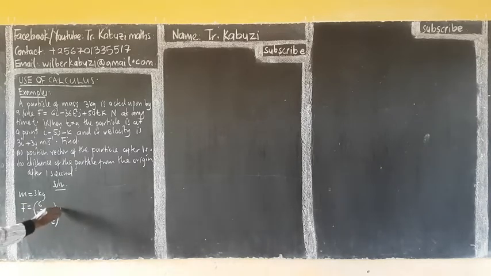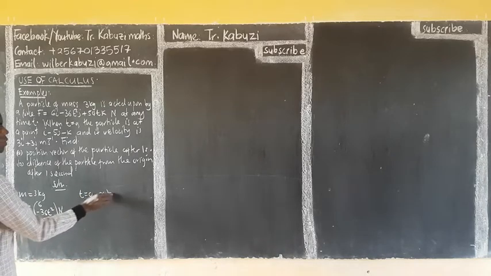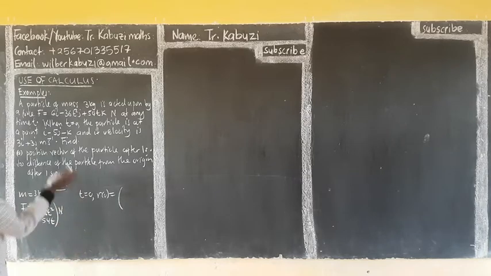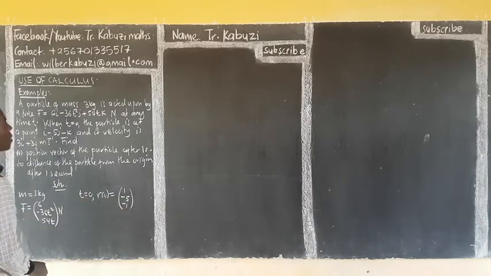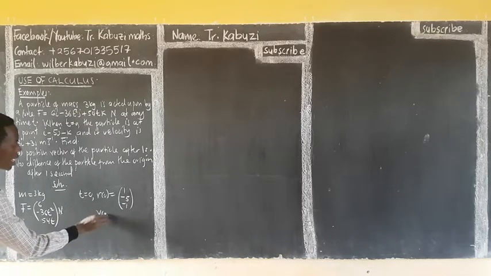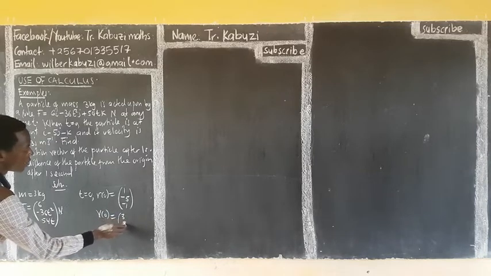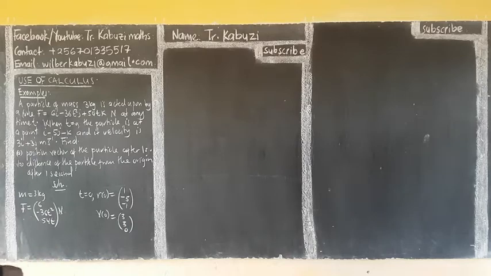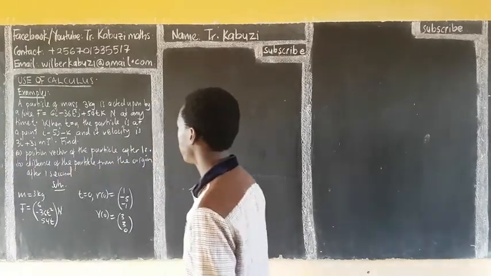54t newtons at any time t. When t is 0, they're giving us the position, so r of 0 is (1, -5, -1). And the velocity at t equal to 0 is (3, 0). Find the position vector of the particle after t equals 1 second.